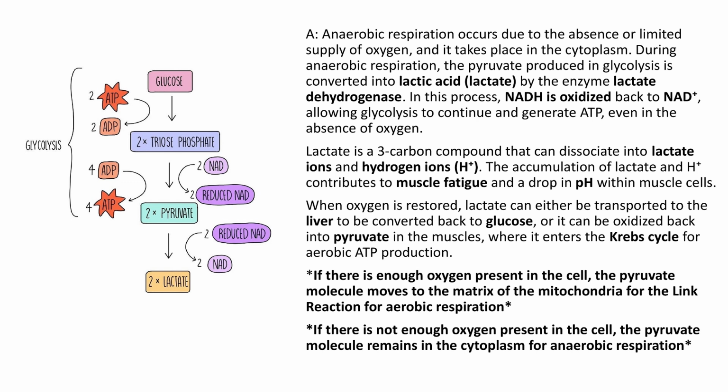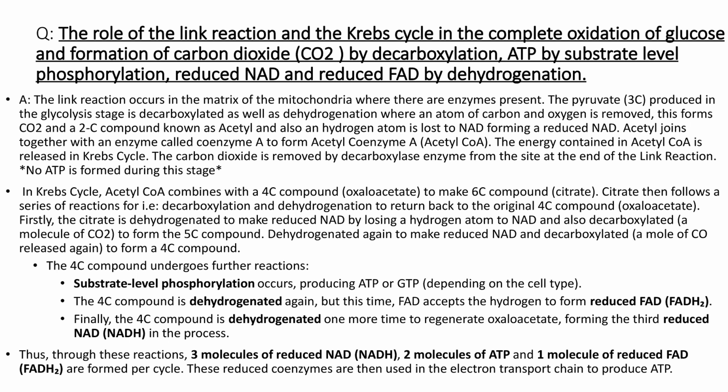Also, the Krebs cycle occurs in the matrix of the mitochondria. In the matrix, there are lots of enzymes present that are suitable for these kinds of reactions. What is the role of the link reaction and the Krebs cycle? The link reaction occurs in the matrix of the mitochondria, where there are enzymes present in the inner foldings of the mitochondria. The pyruvate that is produced in the glycolysis stage now moves into the matrix from the membrane of the mitochondria.